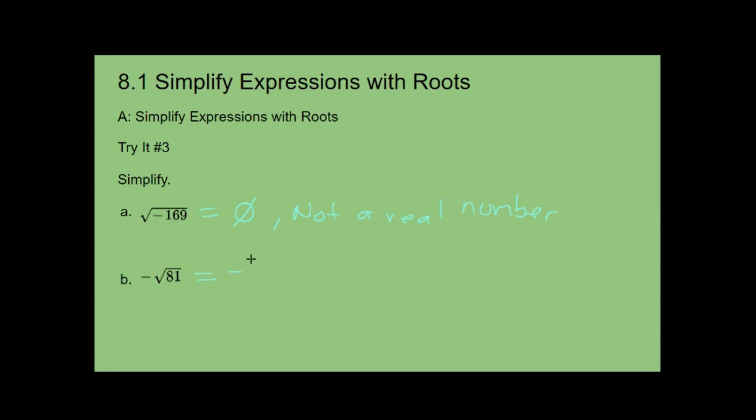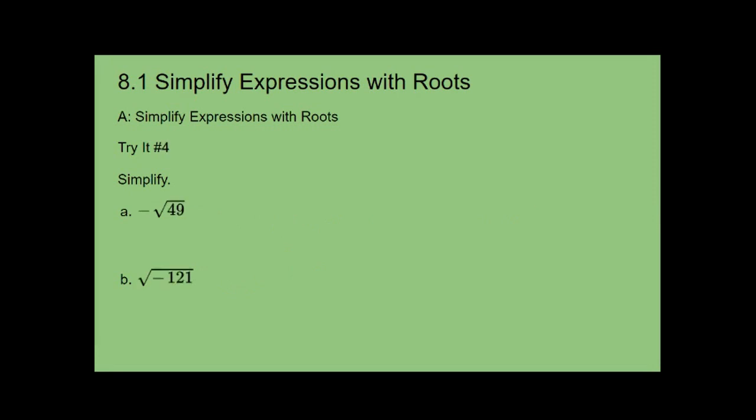We're going to put the negative over there on the other side of the equal sign, and then ask ourselves what number times itself is equal to 81. The answer to that is 9. So the negative square root of 81 is negative 9. Check your answers and make sure yours match.